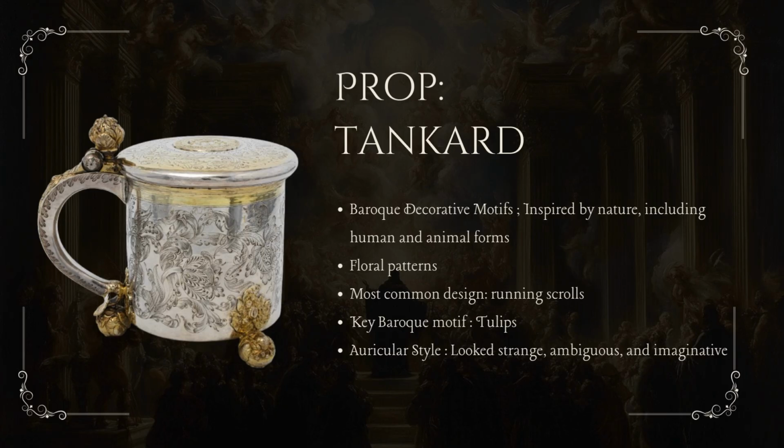Finally, look at the feet. Instead of a flat bottom, the cup stands on three large pomegranates. Baroque style loved things that look grand, heavy, and powerful. Everything from the thick handle to the big ball-shaped feet was designed to make the object feel solid and important.